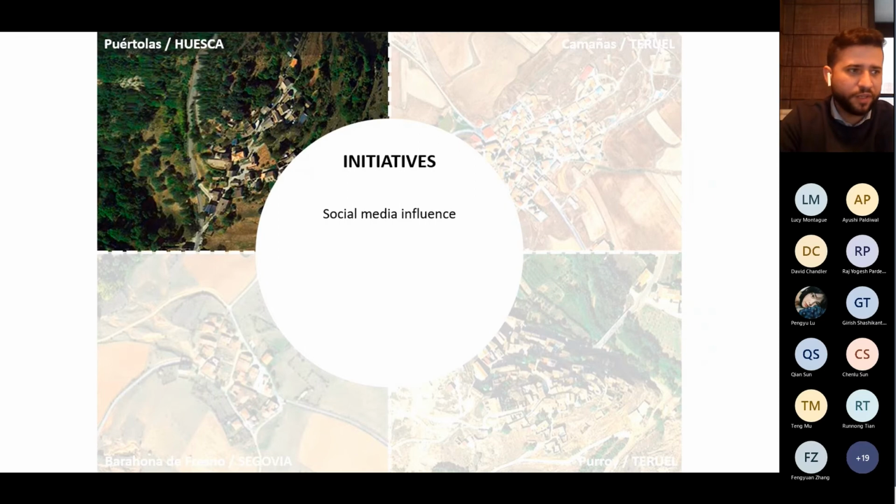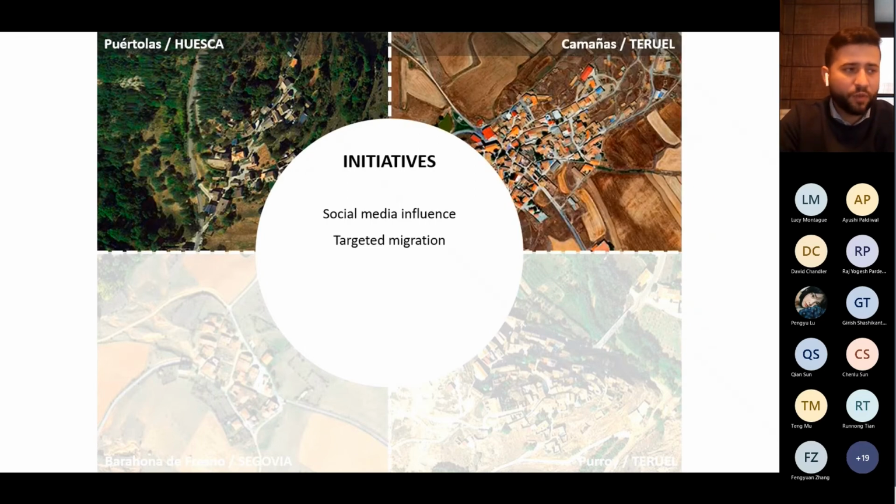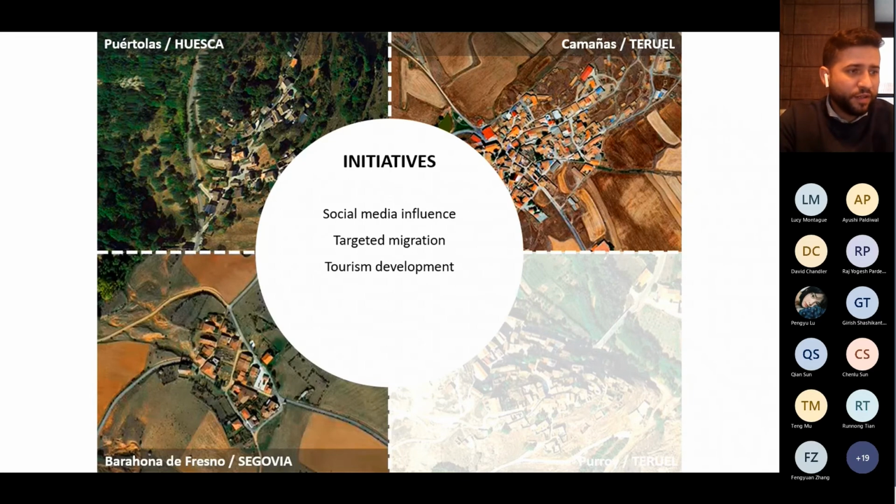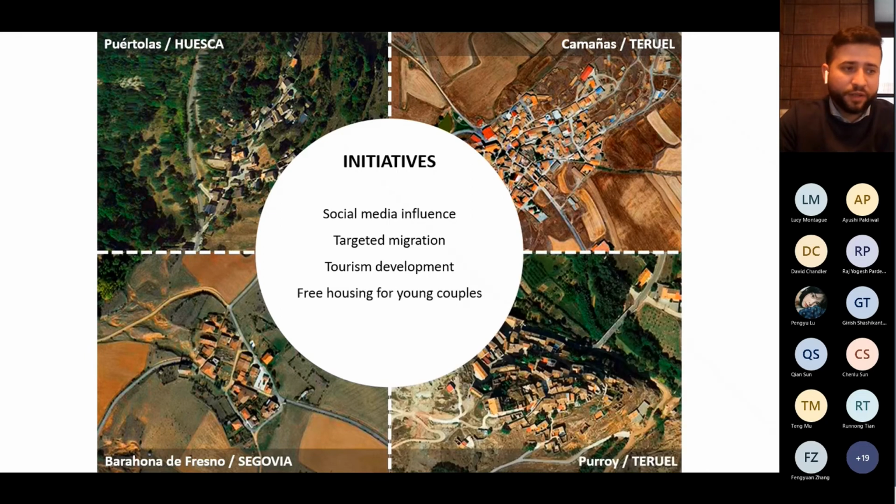In the case of Camañas in 2001, the village council decided to take action against the continued abandonment of people by fostering a campaign to attract South American immigrants. And in less than 20 years, the village went from having 3 students in the school to having 14 students in the school, which is, according to the former mayor of Camañas, the best indicator of a new hope for the village. In the case of Barahona de Fresno in the province of Segovia, in 2007, an investor purchased almost the whole village for tourist development, but without any significant impact until he decided to put the village up for sale in 2017 because of the economic crisis. In the case of Purroy in Teruel in the 90s, the inhabitants offered free housing for any young couple wanting to move to the village.